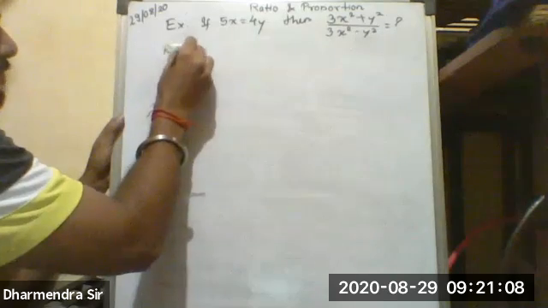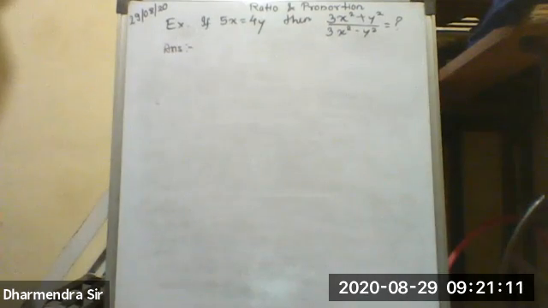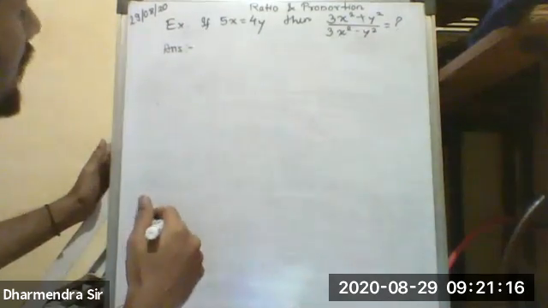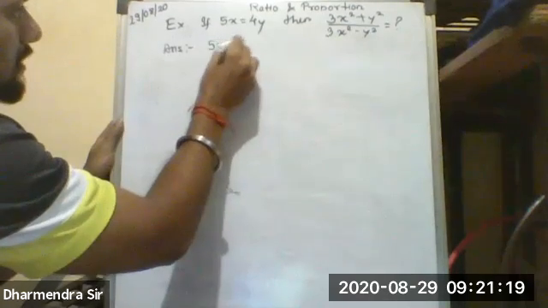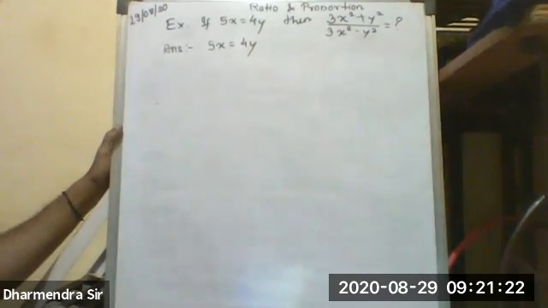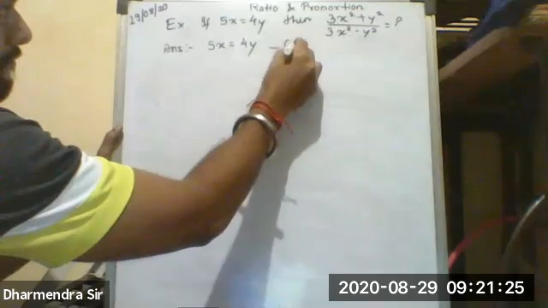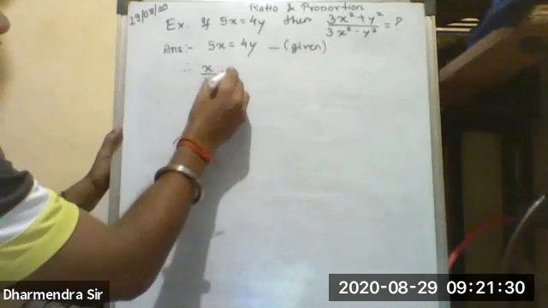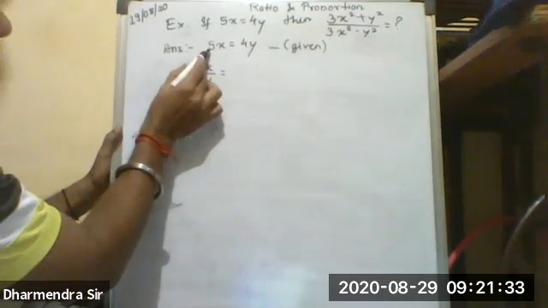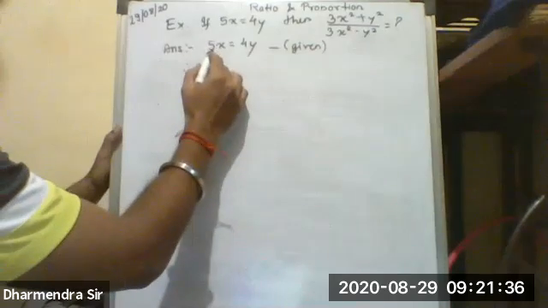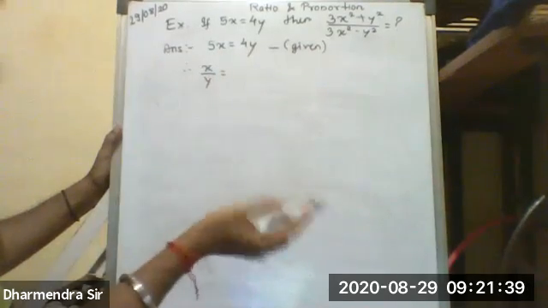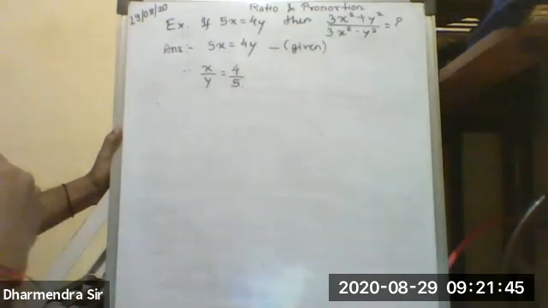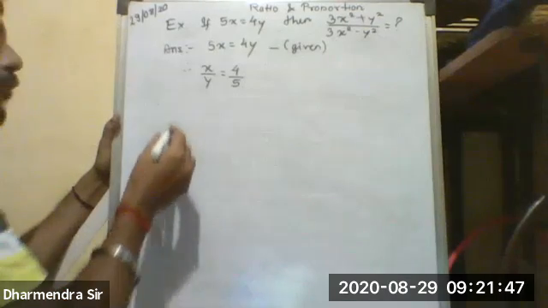Answer: 5x is equal to 4y. This is given. So therefore, x by y is equal to, I'm taking this 5 to that side. Right now it is in the form of multiplication. When it goes to that side, it will take the form of division. The value of x by y is 4 by 5. Now squaring both sides.